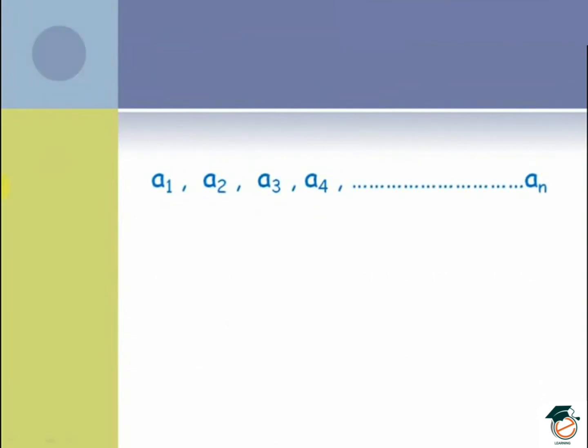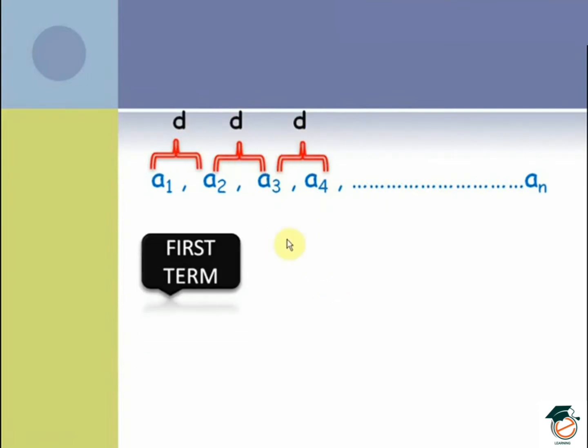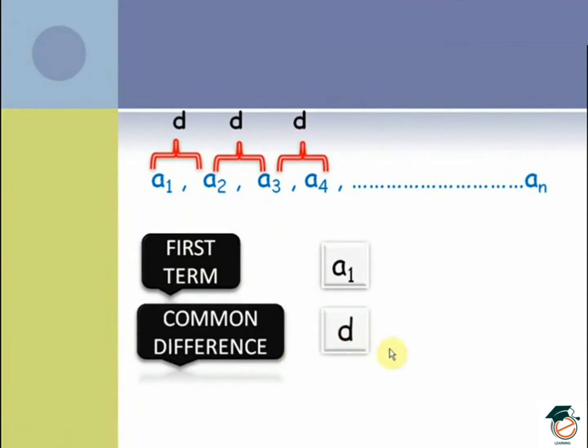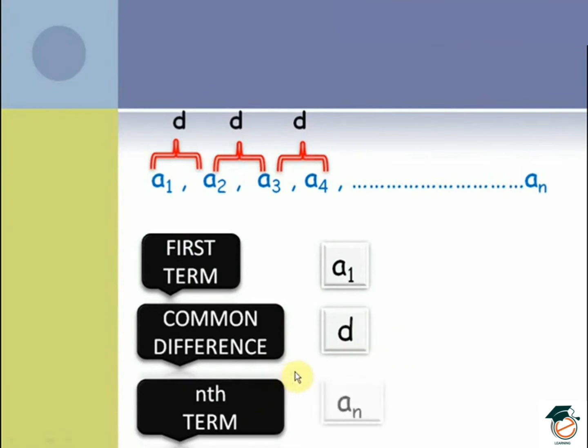Now, let us say that we have an AP in which A1, A2, A3, A4 and so on up to AN represent the n terms of this AP. Now, the difference between A2 and A1 would be equal to D. The difference between A3 and A2 would be equal to D. The difference between A4 and A3 is equal to D. And so here D is the common difference. The first term here is A1, the common difference is D, and the nth term is given by AN.